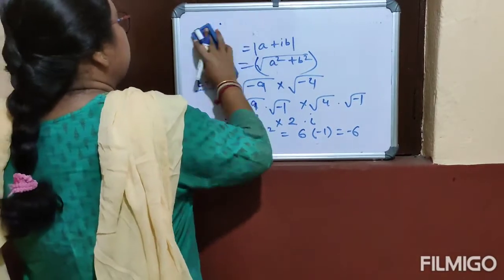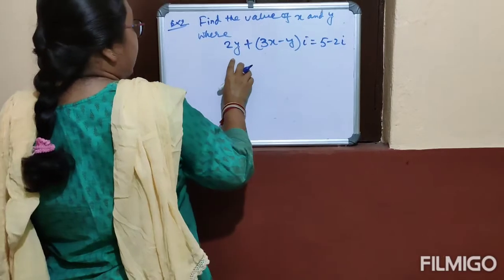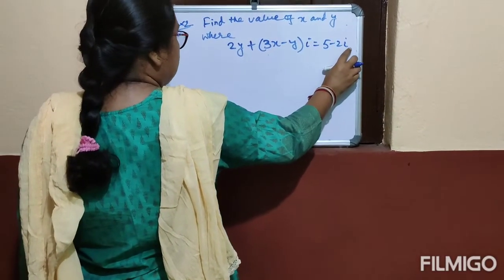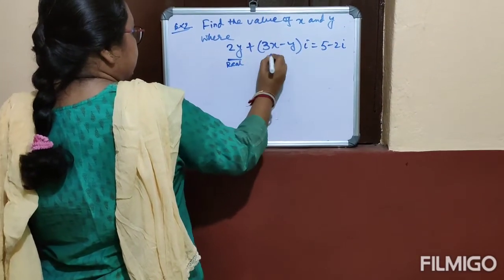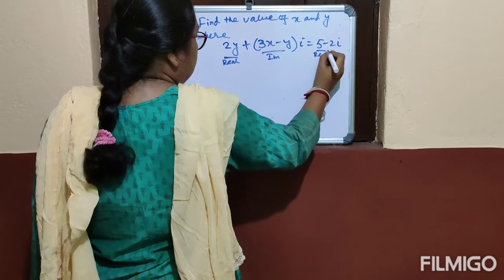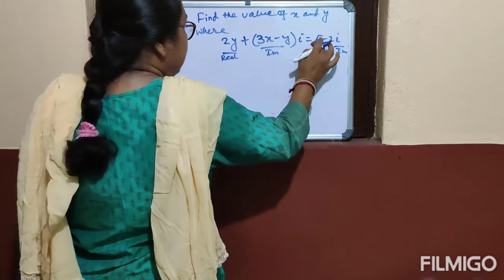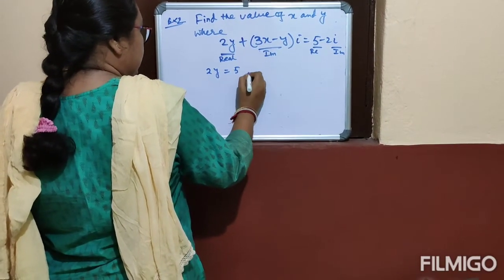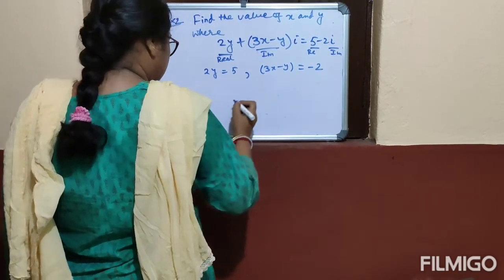Now come to example number 2. Find the value of x and y where 2y plus (3x minus y) into i is equal to 5 minus 2y i. Okay, now this part is the real part and this part is the complex or imaginary part. You compare real to real and imaginary to imaginary. Means 2y is equal to 5 and 3x minus y is equal to minus 2.